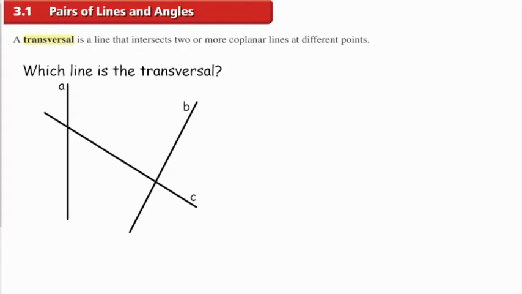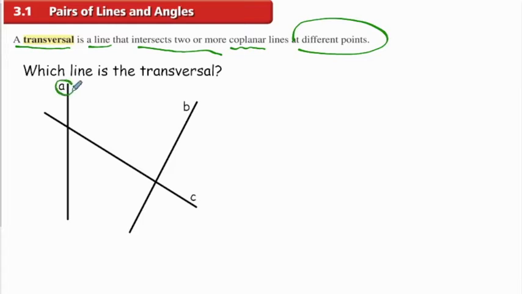This is Geometry, Section 3.1, Pairs of Lines and Angles. The first thing we do here is define what it is to be a transversal. A transversal is a line, and it must intersect two or more lines that exist in the same plane, and it must intersect them at different points. So when we look at the image below, it asks which line is the transversal.